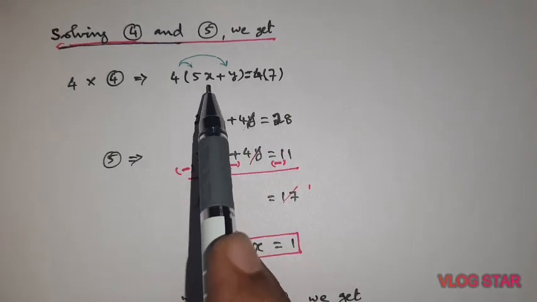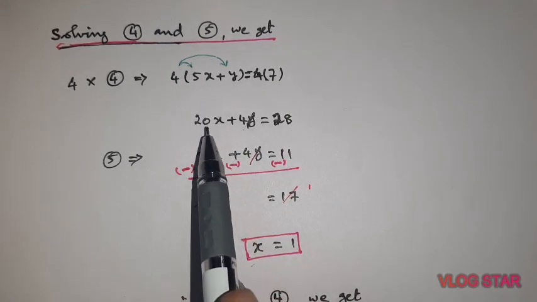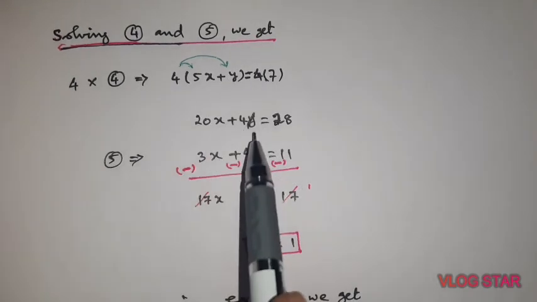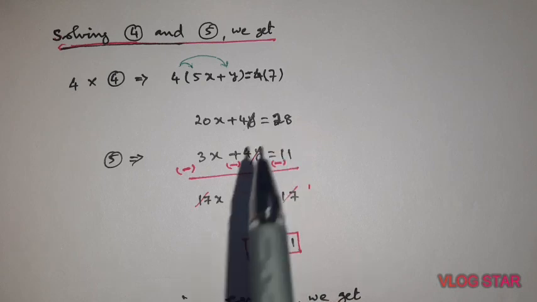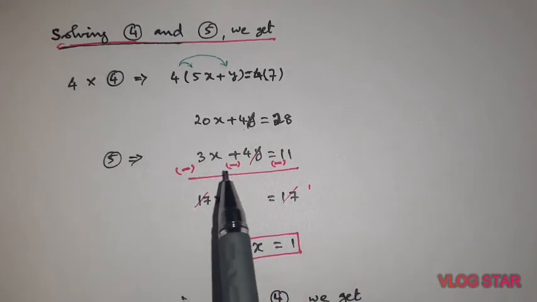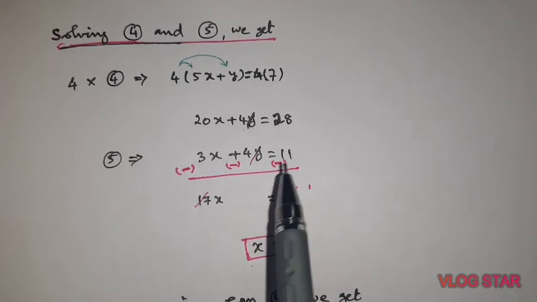Multiplying 4 inside, we get 4 5s are 20, so 20x, then plus, 4 into y is 4y, is equal to 4 7s are 28. Write the fifth equation as it is: 3x plus 4y is equal to 11.